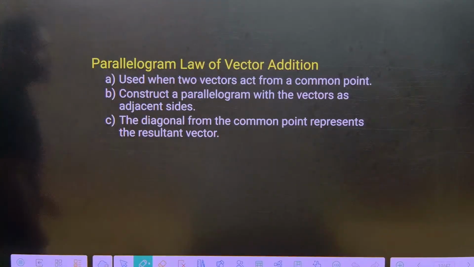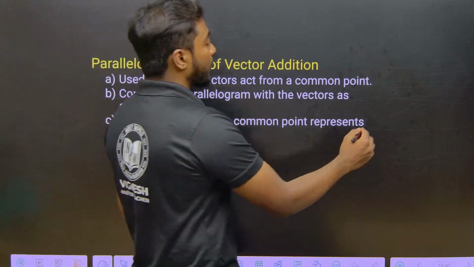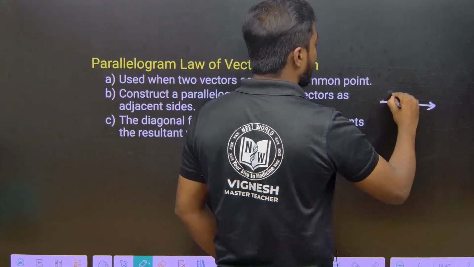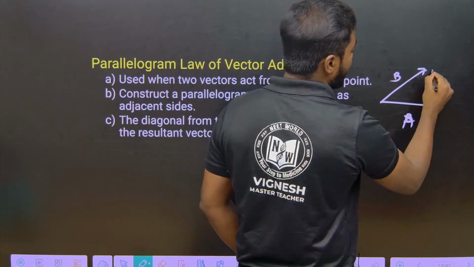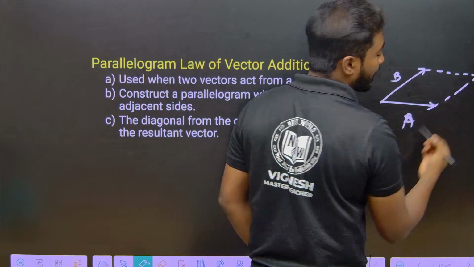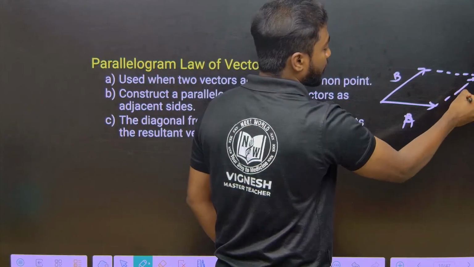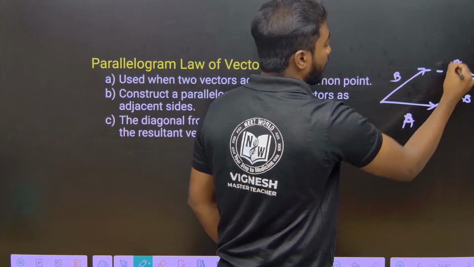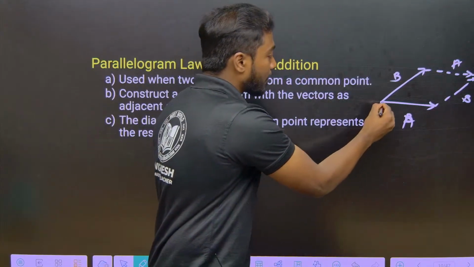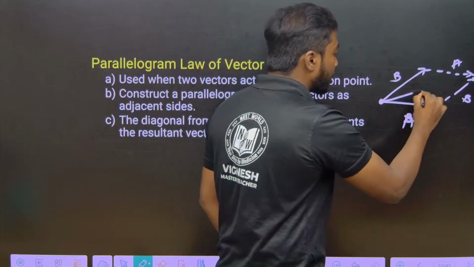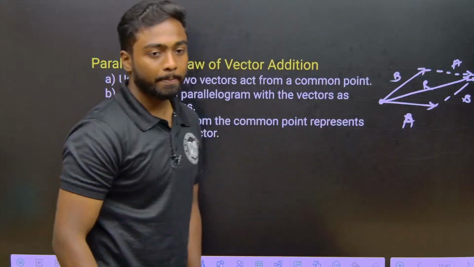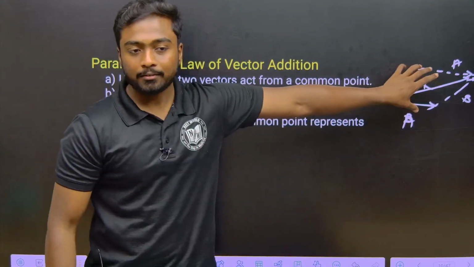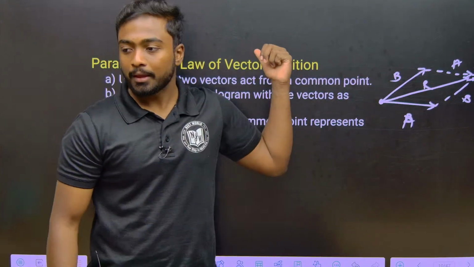So this is used when two vectors act from a common point. This is my vector A and this is my vector B. If I extend these, I will get a parallelogram. If I take a common point and extend up to the ending point, I will get a resultant vector R. So when two vectors have the same common point, I can use the parallelogram law.